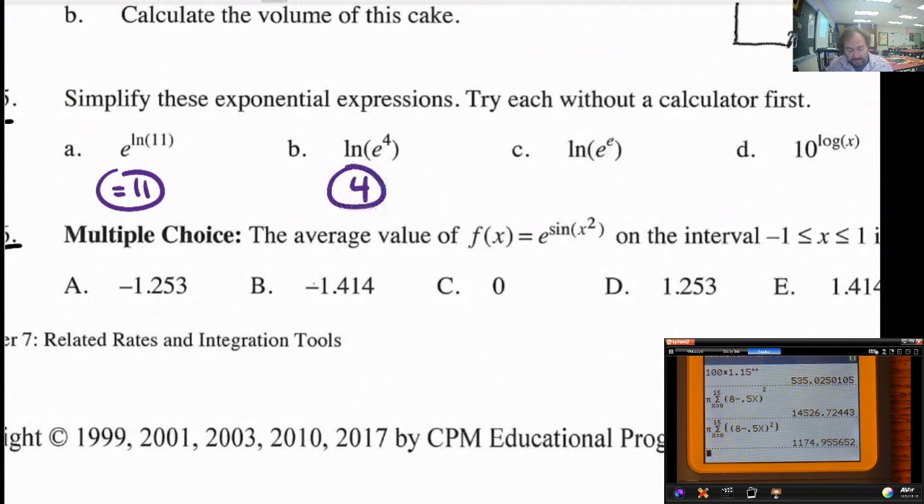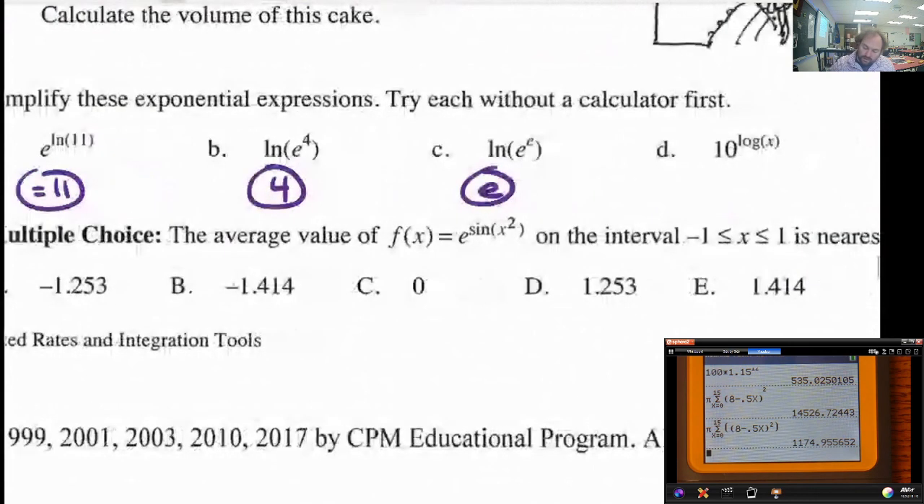Same thing with B and C. They're the same thing. This is just going to be E. And in question D, the 10 and the log base 10 cancel out, leaving just the x. So this is just refreshing you on your knowledge of how logarithms balance each other out and cancel things out.